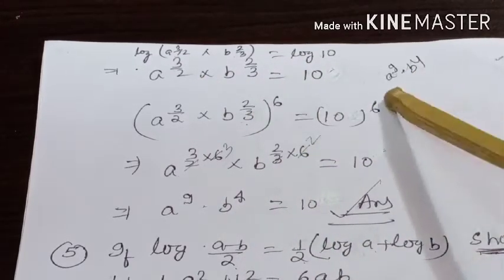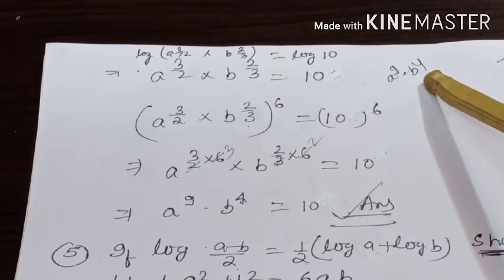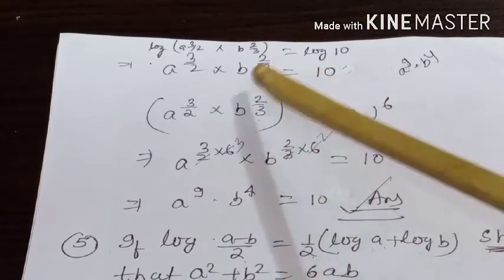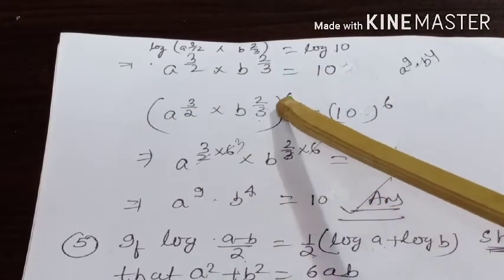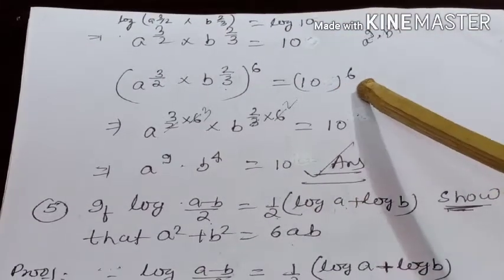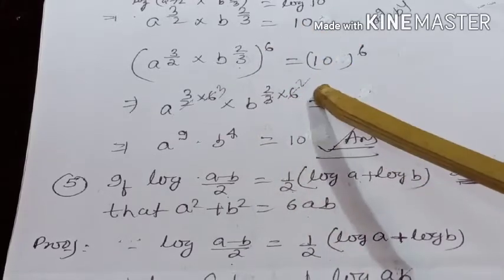But we have to find the value of A to the power 9 into B to the power 4. So we'll do certain manipulation. What we'll do, the left hand side and right hand side will be raised to the power 6. So A to the power 3 by 2 into B to the power 2 by 3 will be raised to the power 6, and the right hand side will also be raised to the power 6.